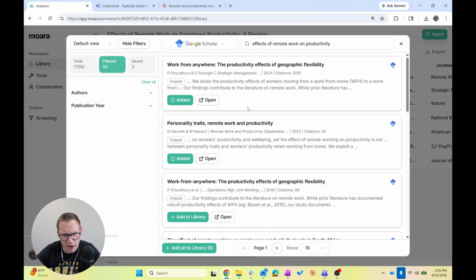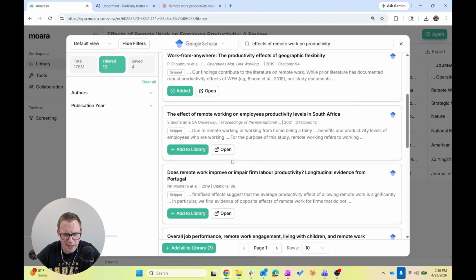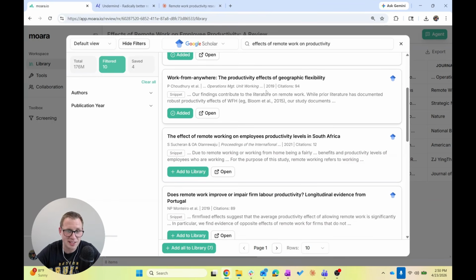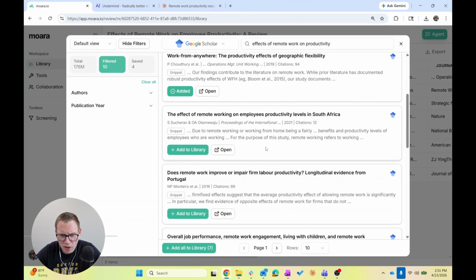Productivity effects of geographic flexibility. Looks like this is, interestingly enough, the pre-pandemic version. So let's go ahead and add that as well. That's an interesting strategy, and it's interesting they created this study one year before. Super fascinating.